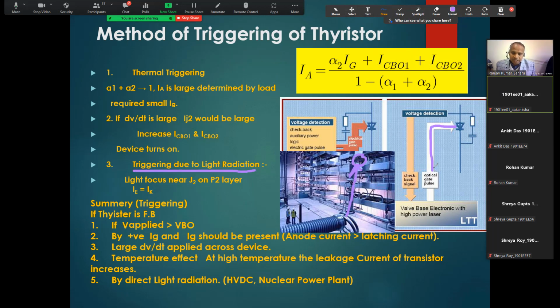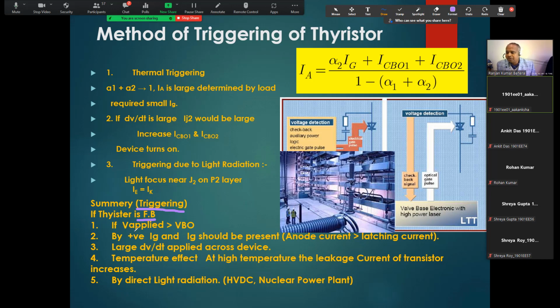And that is what light radiation is, one of the very important aspects. And in the summary, what are the triggering methods? So these triggering methods are, if the thyristor is applied with a forward voltage, or forward bias. The thyristor is forward biased, meaning you have applied anode as positive and cathode as negative.